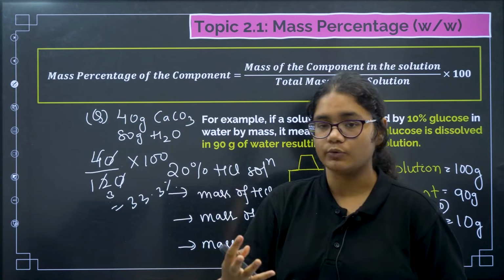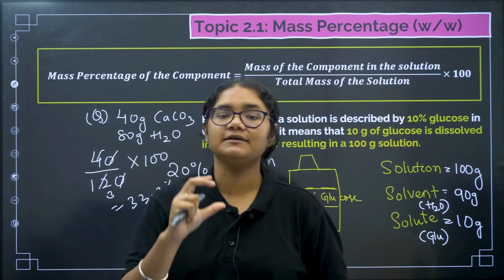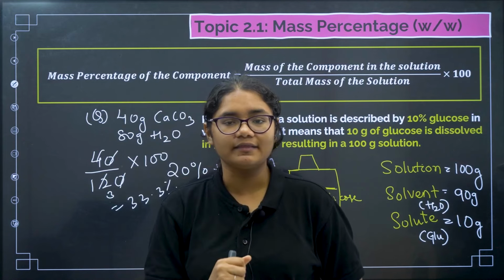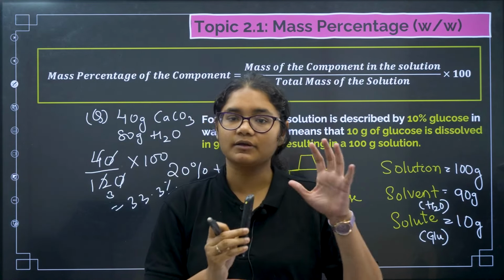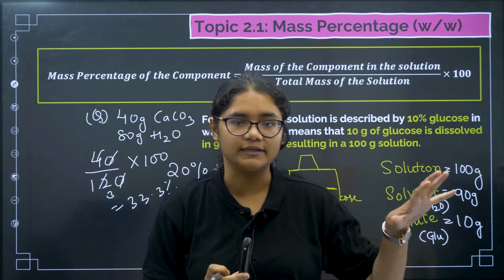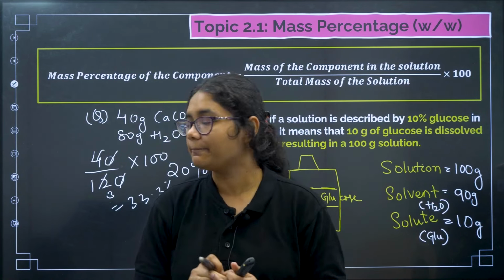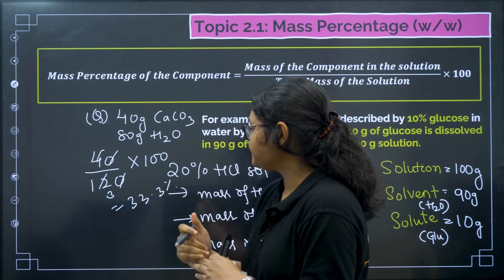Now if I tell you that 33.3% of calcium carbonate is given to you, then what will you understand in that? The mass of calcium carbonate is something around 33.3, mass of solute, mass of solvent you can calculate. Okay, I hope this is clear.